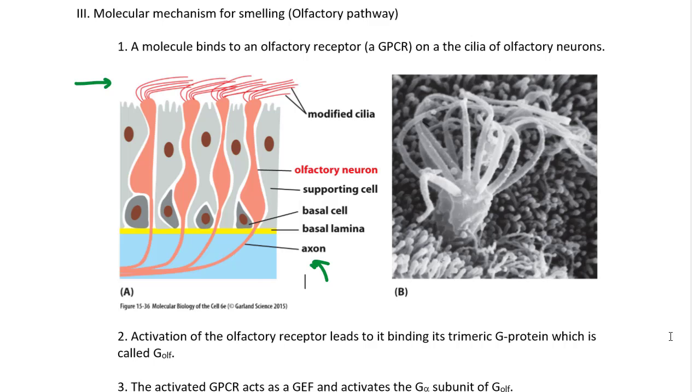So the structure of an olfactory cell or olfactory neuron is very similar to the neurons we talked about before. You have the cell body right here, or the soma. You have the axons right here that are being shown. And you have these modified cilia that kind of behave like the dendrites. And you have a picture of it right here, a real picture.